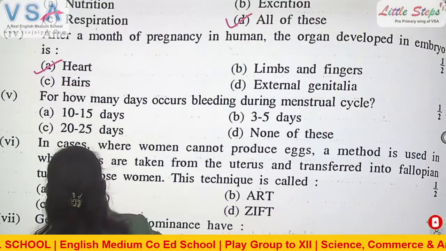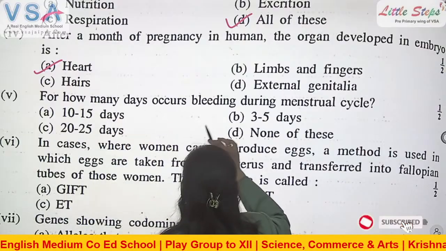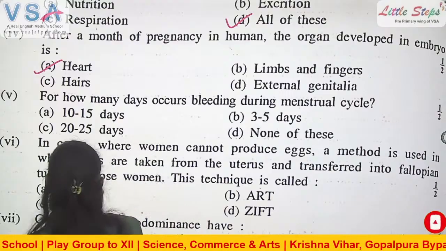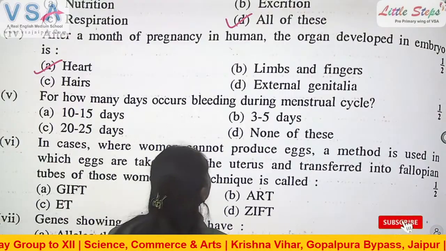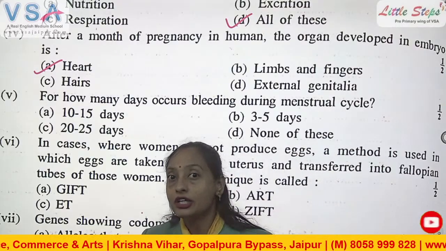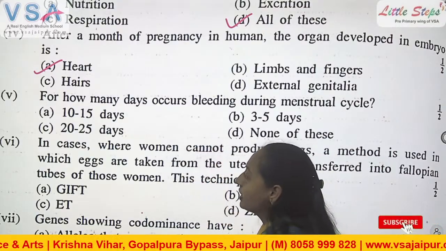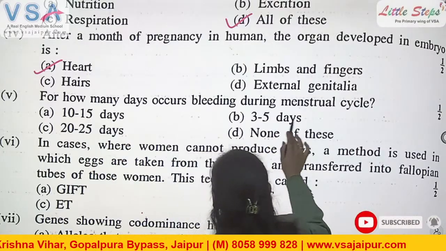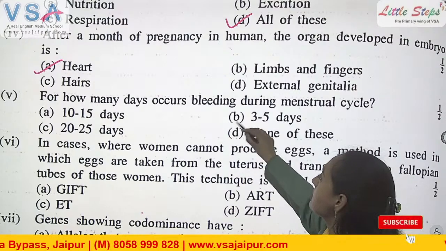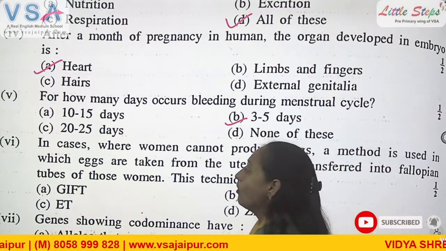Now the next is, for how many days occur bleeding during menstruation cycle? तो कितने डेज की होती है ड्यूरिंग मैस्टुरेशन साइकिल? ये मैंने आपको पहले अभी जो हमने PYQ भी सॉल्व किए थे कुछ, उसके अंदर भी बताया था. 10 to 15 days, 3 to 5 days, 20 to 25 days, none of these. What is the right answer? Option B, 3 to 5 days.